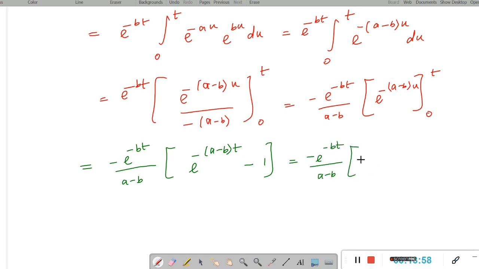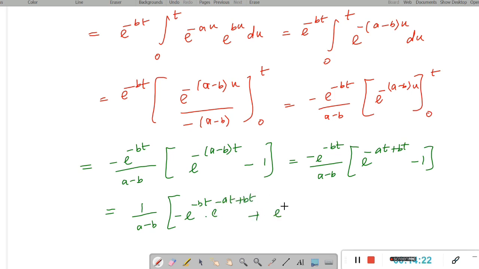You can rewrite this term as e power minus at plus bt minus 1. If you multiply inside the close bracket, you may get 1 by a minus b e power minus bt into e power minus at plus bt plus e power minus bt. I think you may cancel this term. Finally, you will get e power minus bt minus e power minus at divided by a minus b.